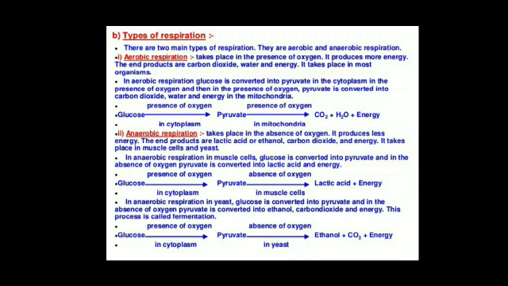Glucose is a 6-carbon sugar. So first glucose is broken down into pyruvate. Pyruvate is a 3-carbon sugar. The conversion of 6-carbon sugar into 3-carbon sugar is called glycolysis. This process takes place in the cytoplasm of the cell.